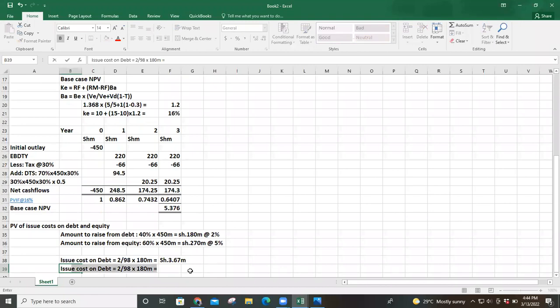Then of course, issue costs on equity would be 5 divided by 95 times 270, which equals 14.21.